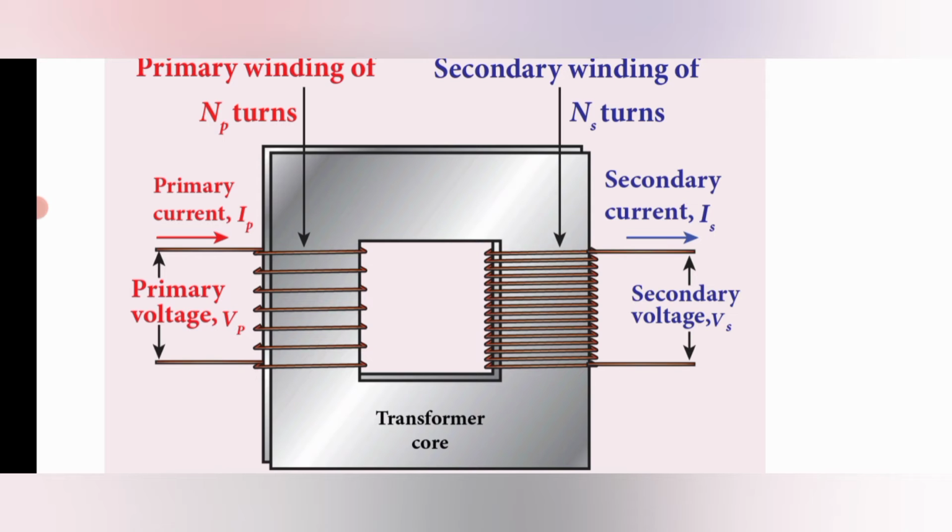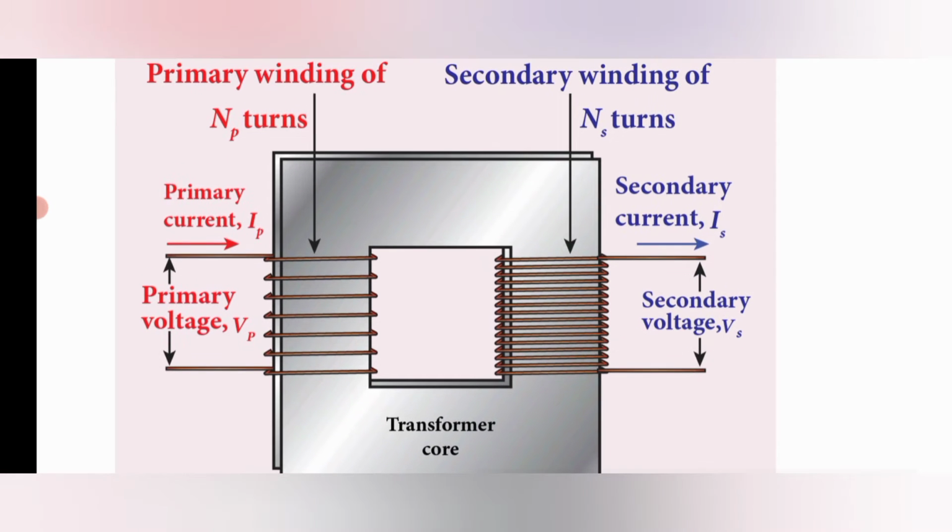You just see that the number of turns in the primary coil is smaller than that of the secondary coil. Notice that. Later I will explain why we use such numbers of turns. The secondary coil voltage is VS, with NS turns, and the secondary current produced is IS.